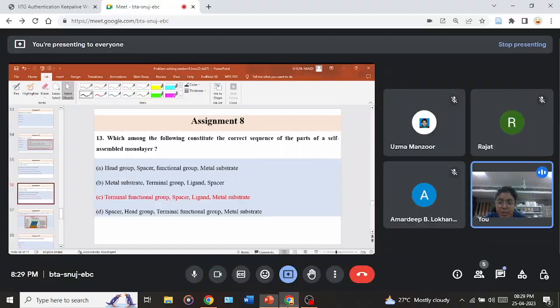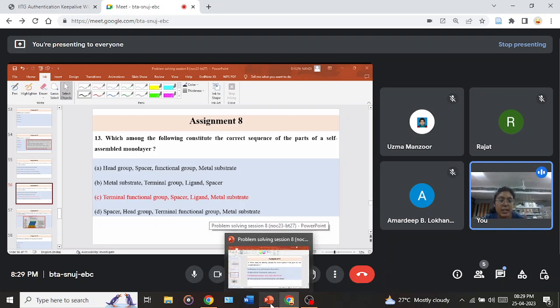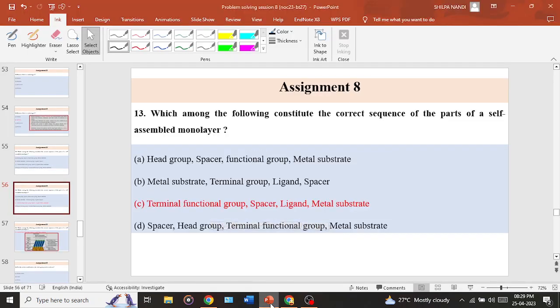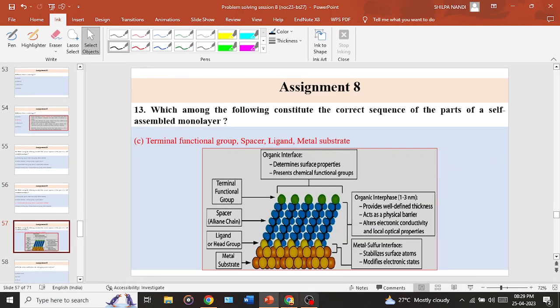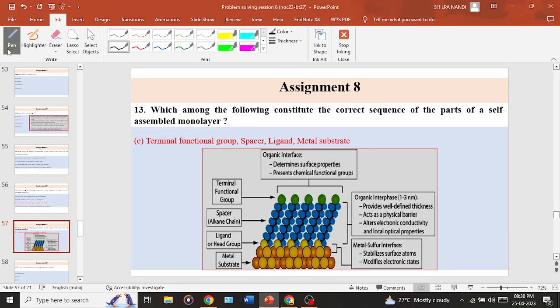So the correct answer is option C, that is terminal functional group, spacer, ligand, and then metal substrate. This is basically the order from top to bottom. So this is what a normal SAM structure consists of. You can see we have four parts of it. First is the terminal functional group, then we have spacer, then we have ligand, and lastly we have a metal substrate. So this is the top to bottom sequence. I can mark it here so it will be easier for you.